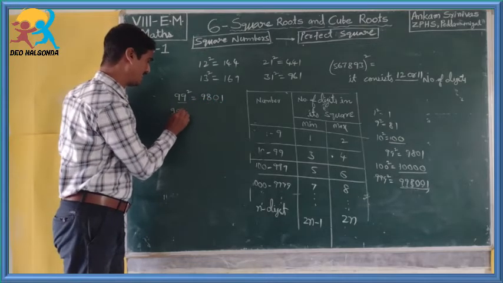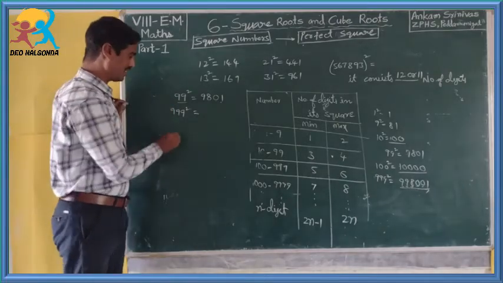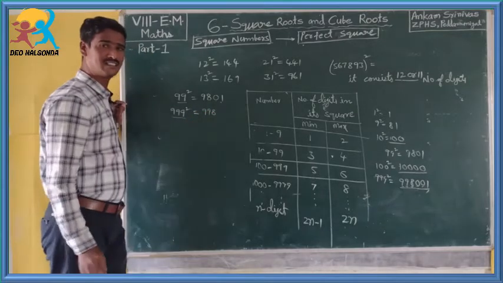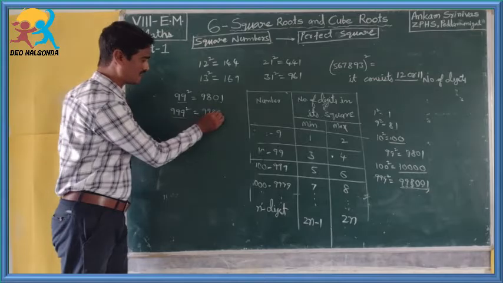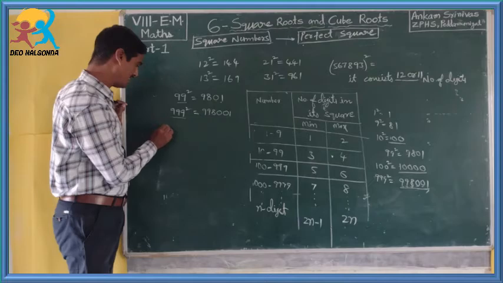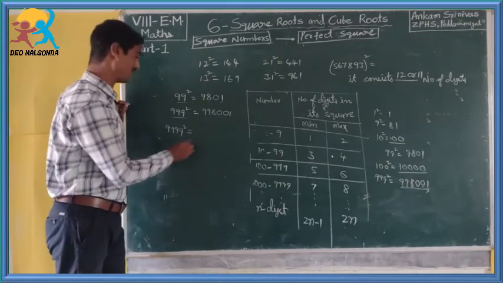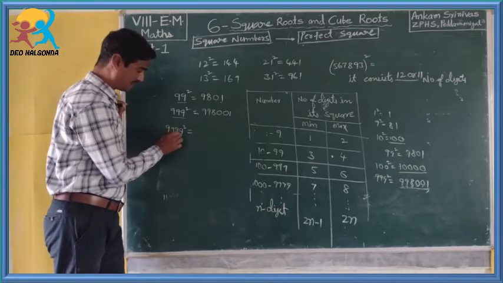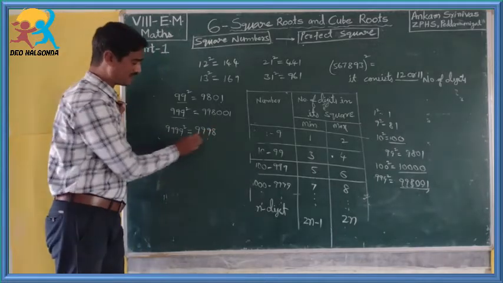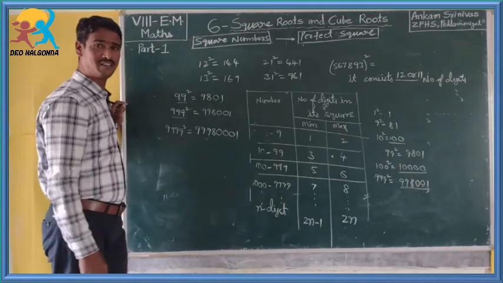Next, 999 square. How can it be written? Very easy. First I have 3 digits, 9 9 8. For the 9s, 2 zeros, for the 8, 1. Next, 9999 square equals, first write 1 2 3, 9 9 9 8. 3 9s for 3 zeros. For 8, 1. How easy!